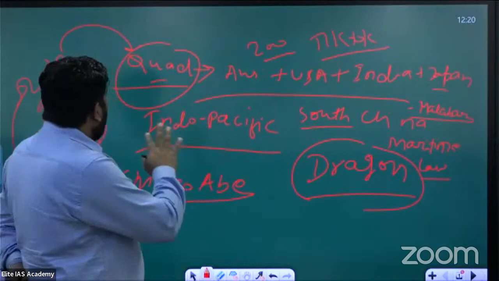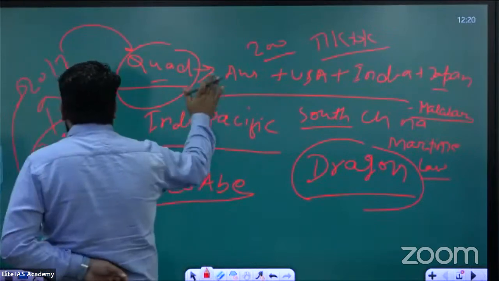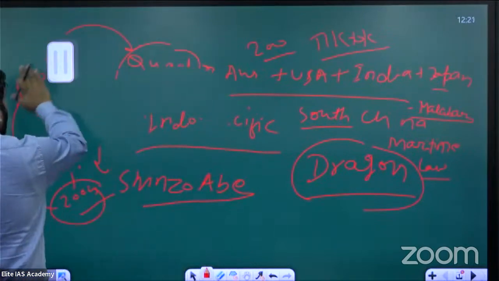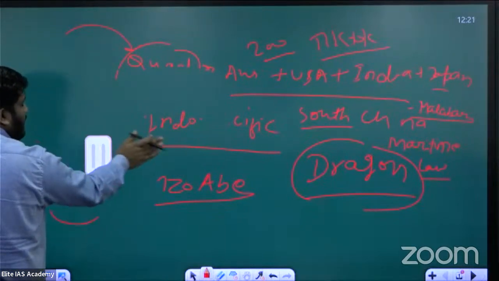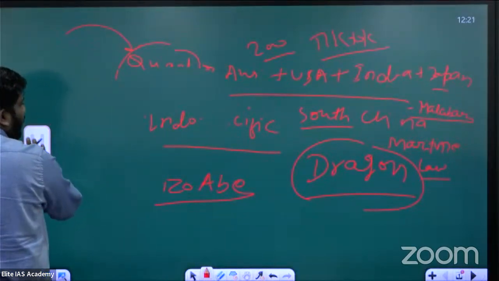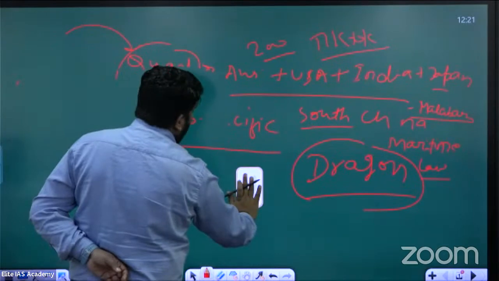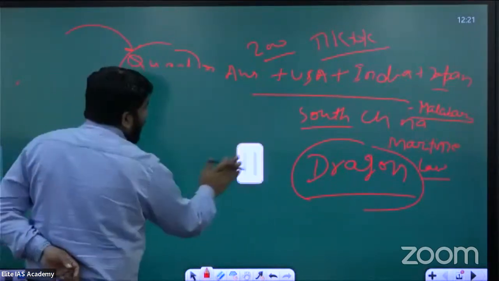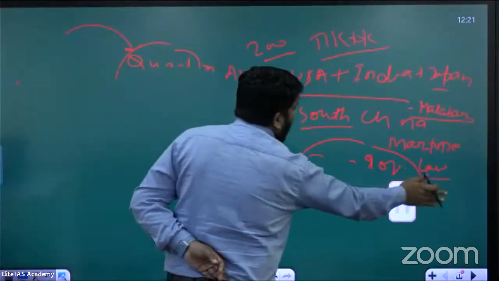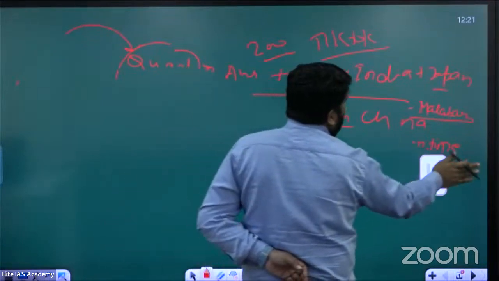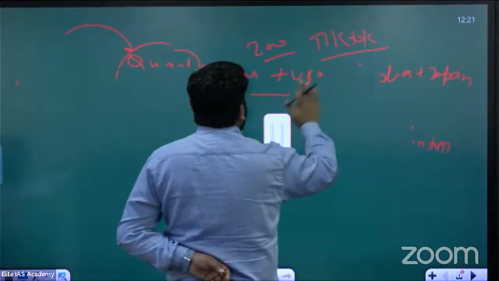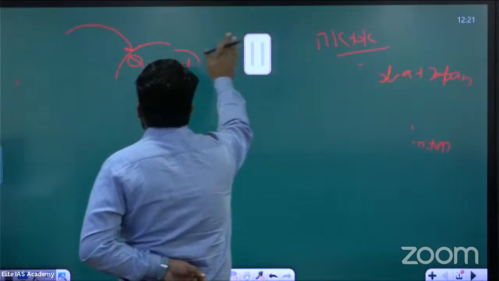So this is the history of Quad which I was trying to explain. And now they are strengthening their ties. They have even formed Quad Plus, in which New Zealand, Vietnam, and one more country are entering, and South Korea. So these are the three more countries which will be members of this, and that will be called Quad Plus.